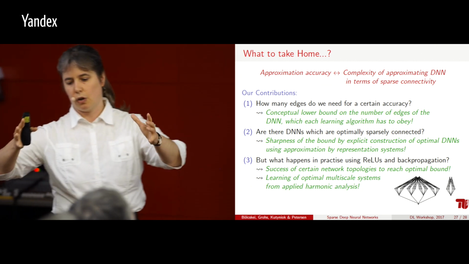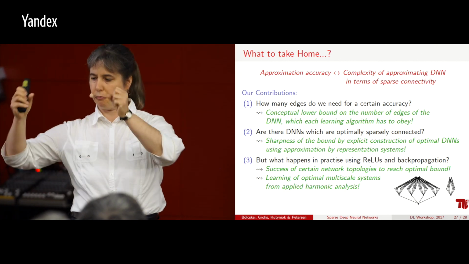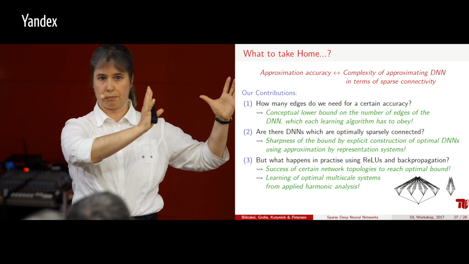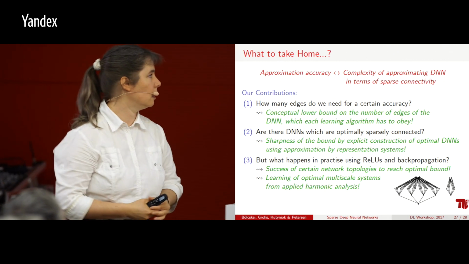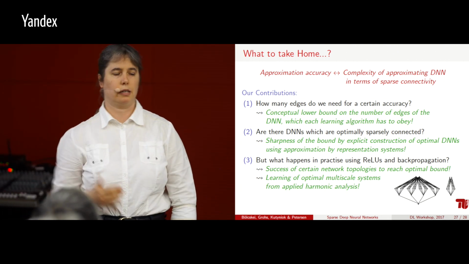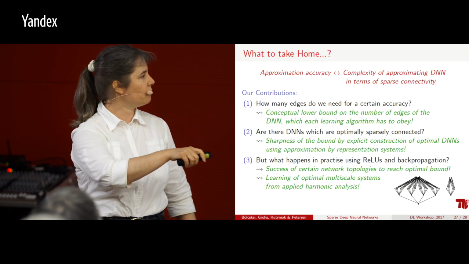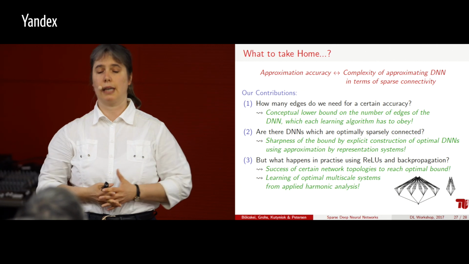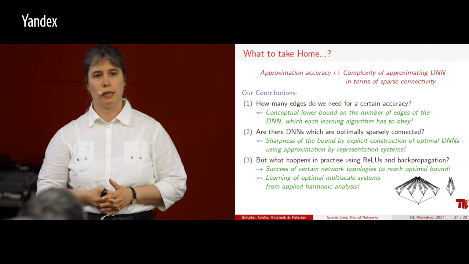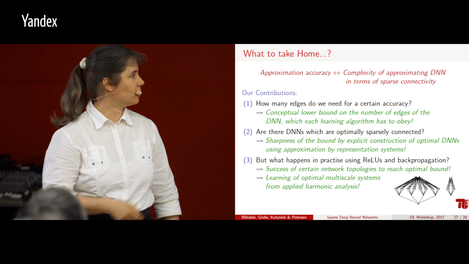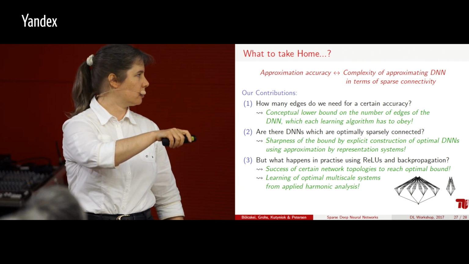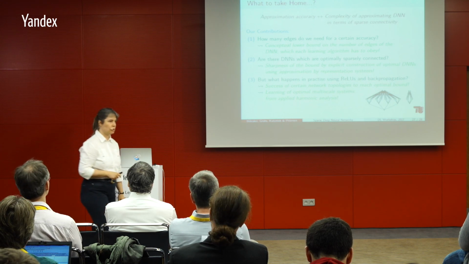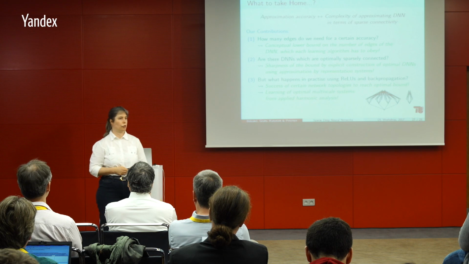The key idea was to transfer results from function approximation by representation systems into the world of neural networks. And the last question was, what happens in practice if we now train a network by backpropagation? We took a specific architecture of the network, and we showed that in fact in easy examples we could reach this optimal bound. And what we found also interesting is that in these little networks, the trained function in a way looks very much like these multi-scale systems we know very well from applied harmonic analysis.